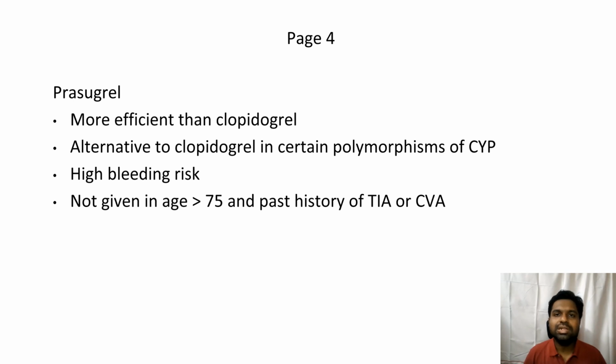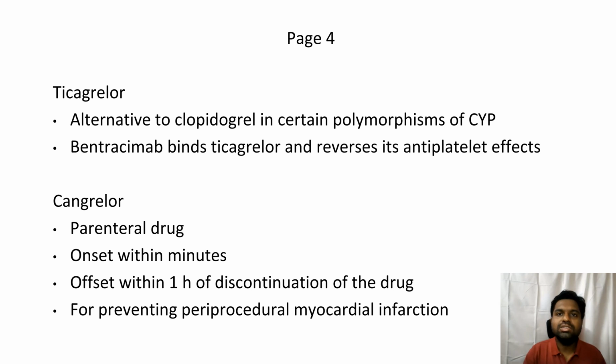Hence, we do not use it unless in those polymorphisms where clopidogrel cannot be used. Despite saying this, prasugrel is not fit for those who are older than 75 years or those who got TIA or past history of CVA. Ticagrelor, just like prasugrel, is an alternative to clopidogrel. Bentracimab is a monoclonal antibody which can be used to reverse the antiplatelet effect of ticagrelor.